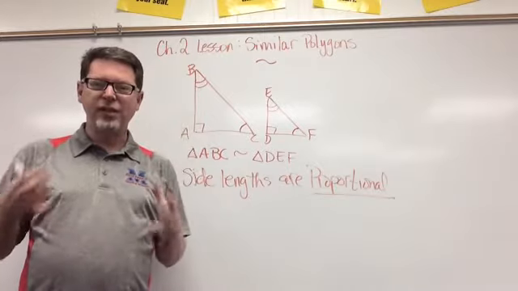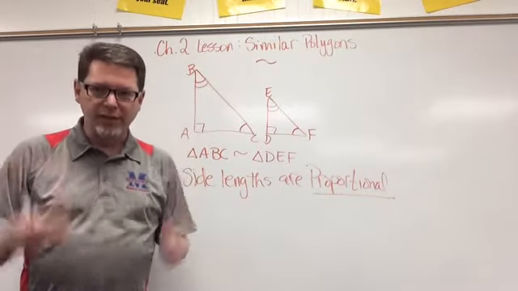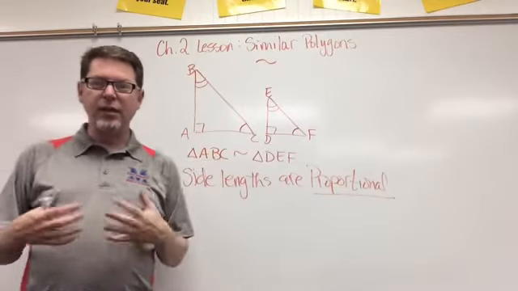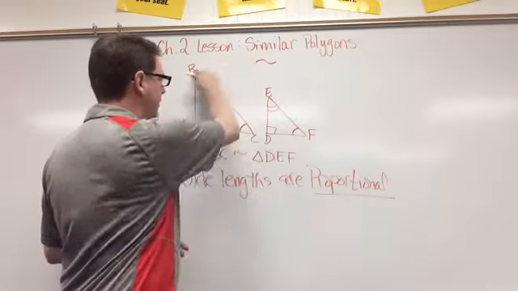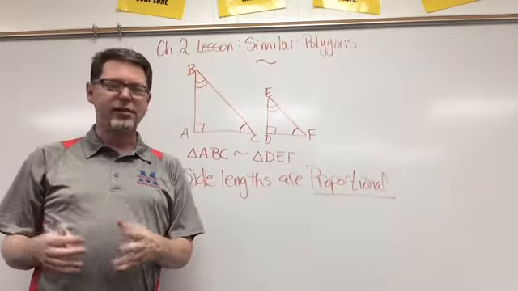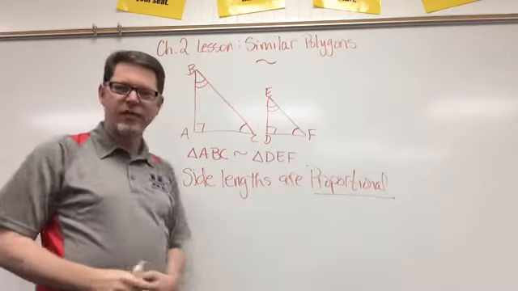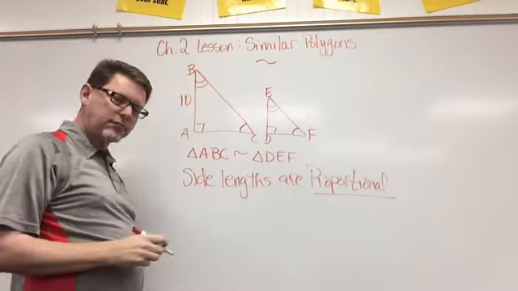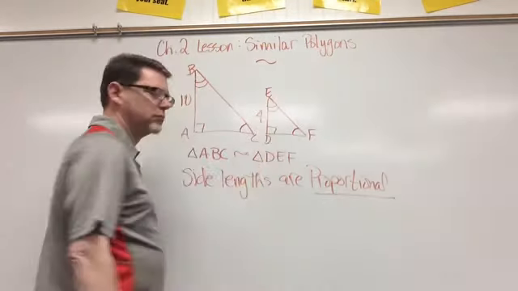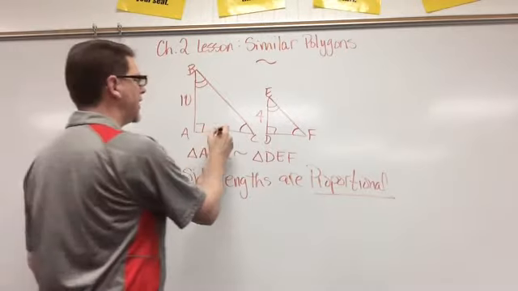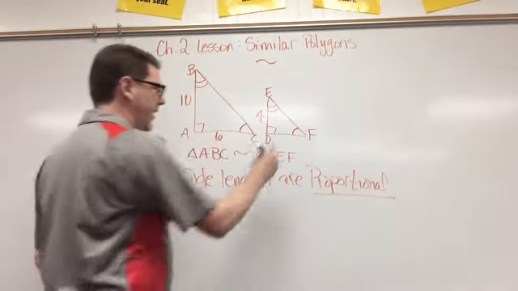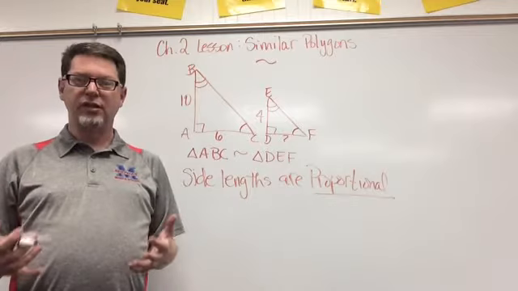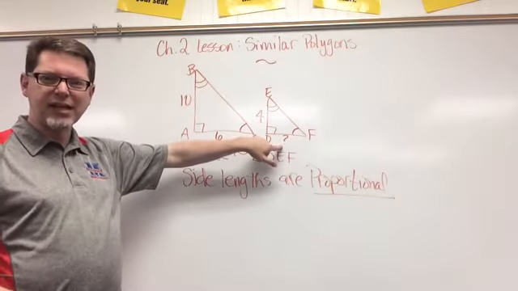Okay? So that means if we've got similar figures, we know they're similar because it says it right here, that says it's similar, then that means the corresponding angles are exactly the same, but it also means that the corresponding sides are proportional. So let's say that this side is 10 and this side is 4. And let's say that this side is 6 and I don't know what that side is. Well, I could set up a proportion to figure out what my missing side is.